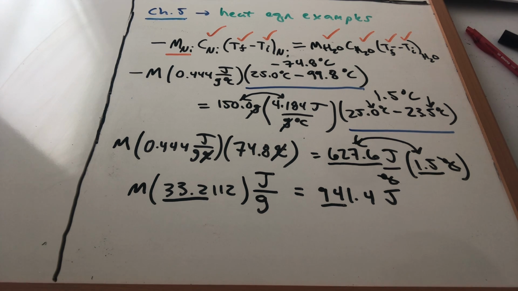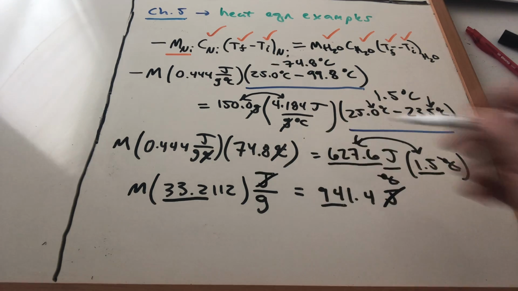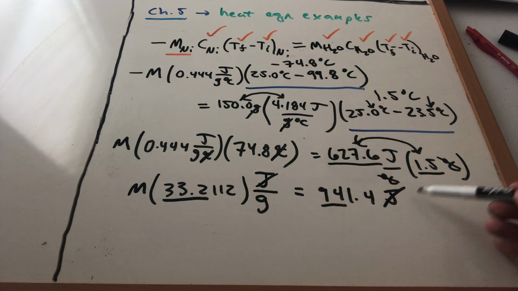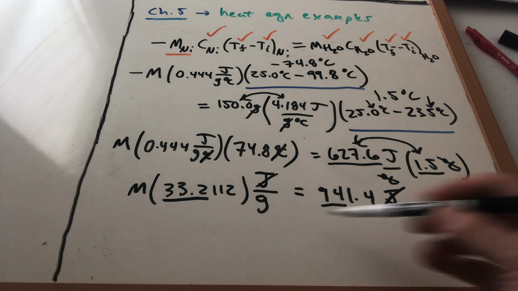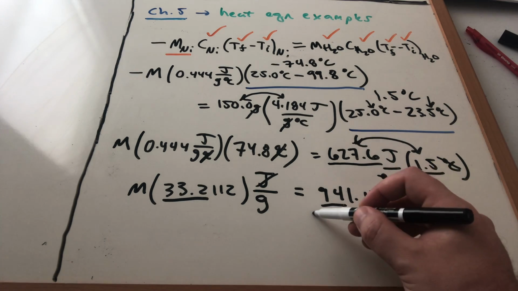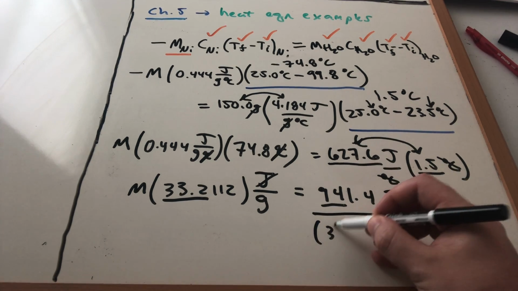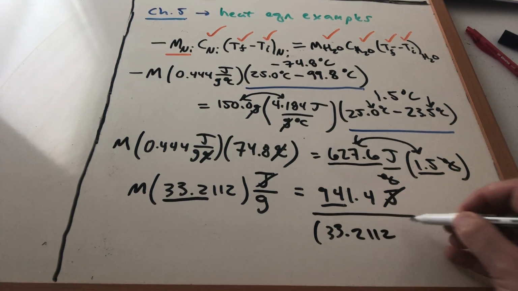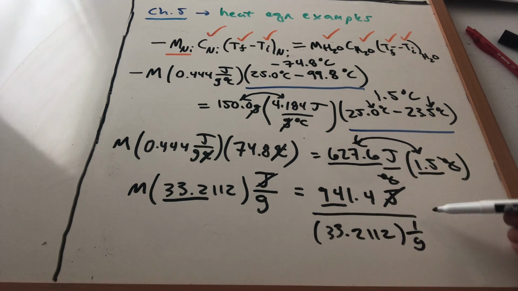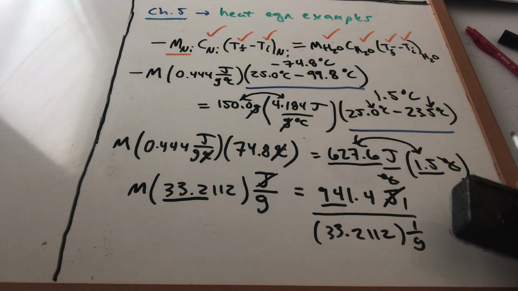What's the last thing that we do? Well, we take all of this and we divide over to this side. Now notice what's going to happen. Joules is going to cancel with joules. I'm going to divide by 1 over grams. When I divide by this, it becomes grams, okay? So if we take this 33.2112, 1 over grams, and we do this math, well, 1 over grams just gives me grams as my answer, okay?